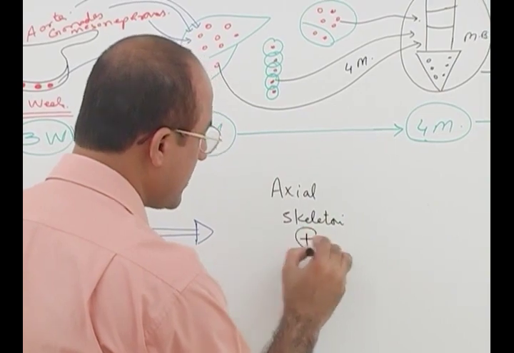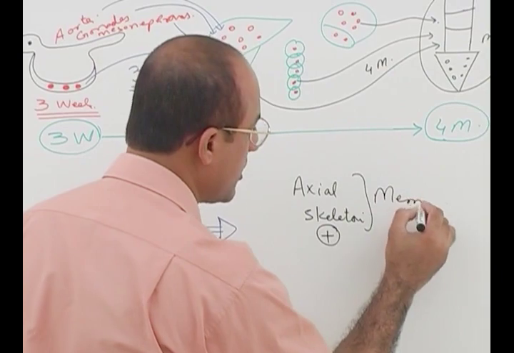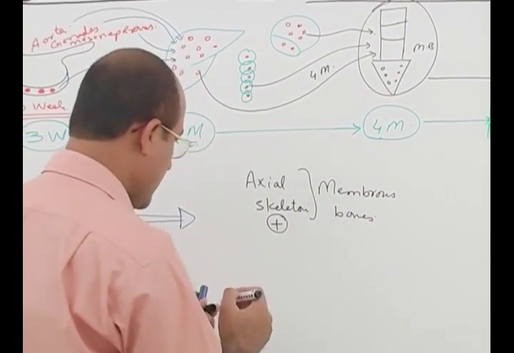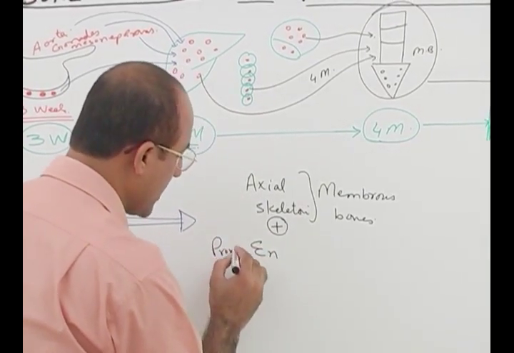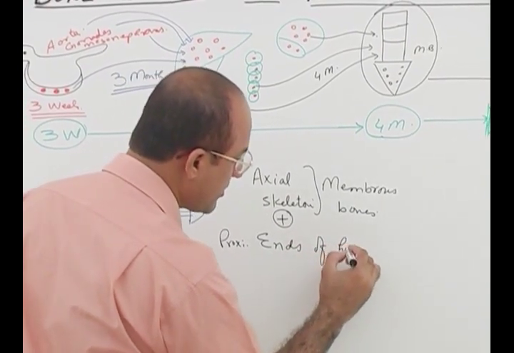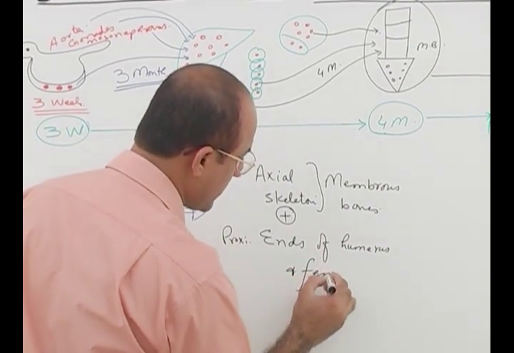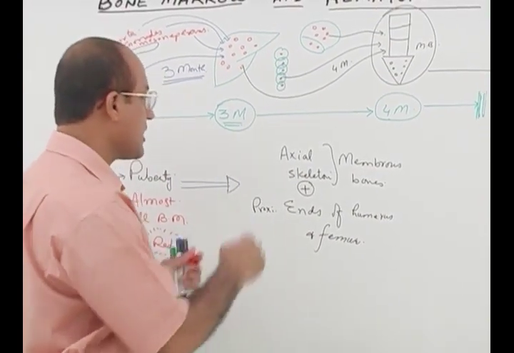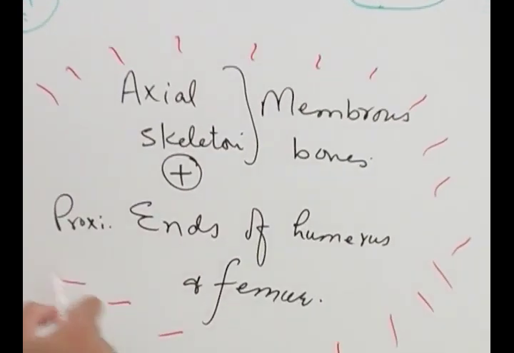Plus, axial skeleton means a lot of membranous bones, and plus the proximal ends of the humerus and femur. So these areas have the red bone marrow. Now let me tell you what the axial skeleton is.